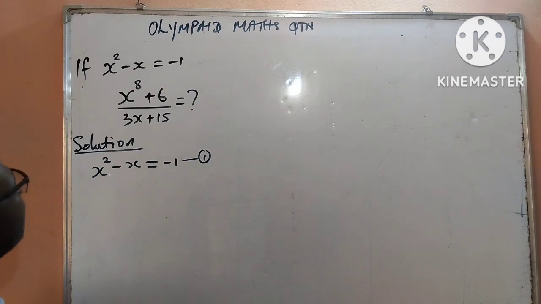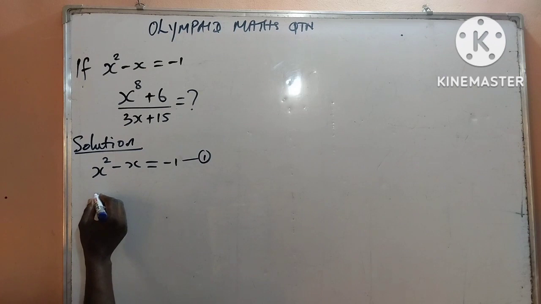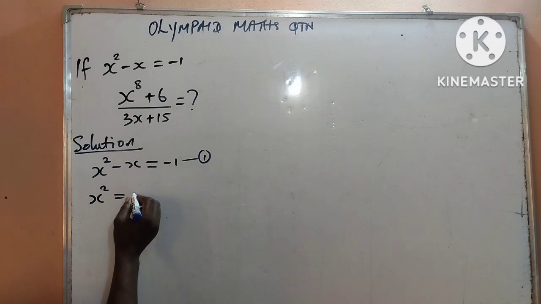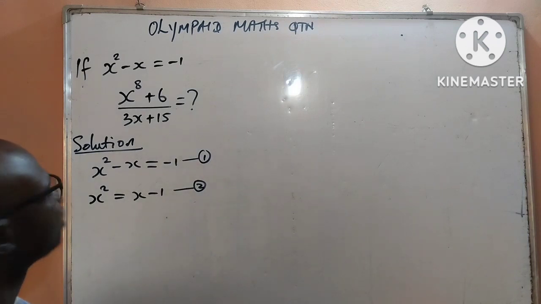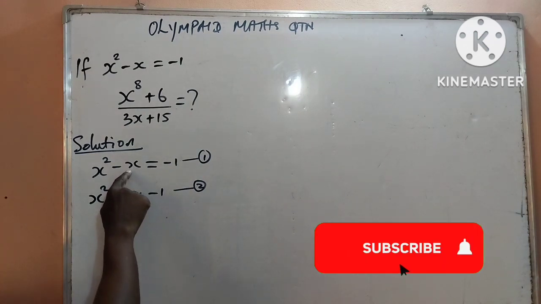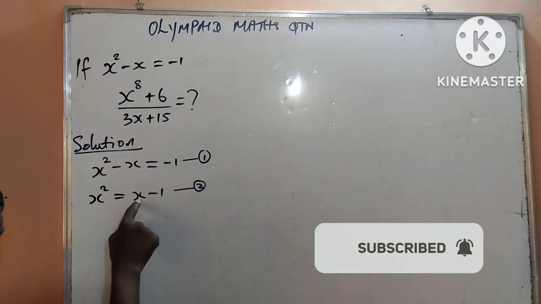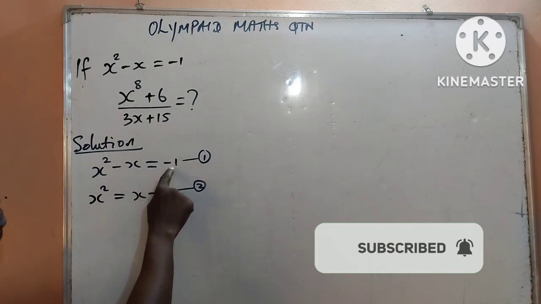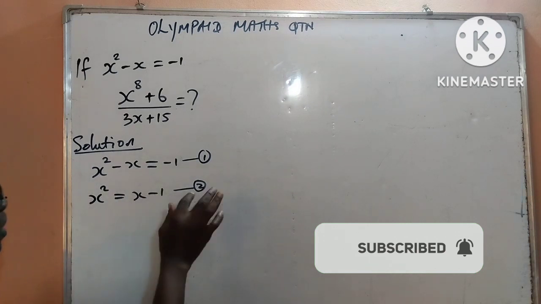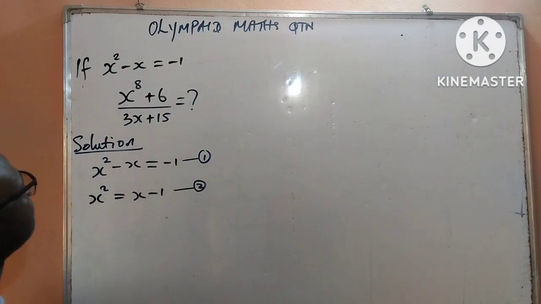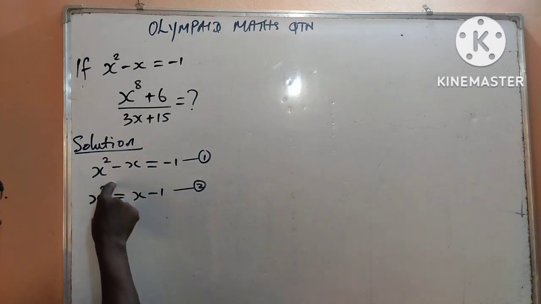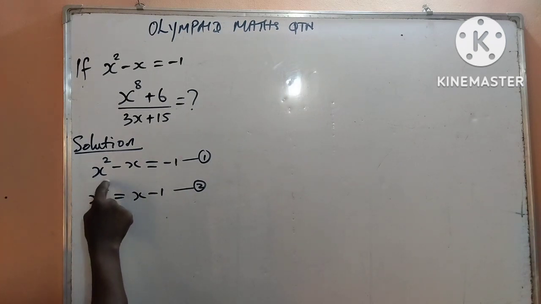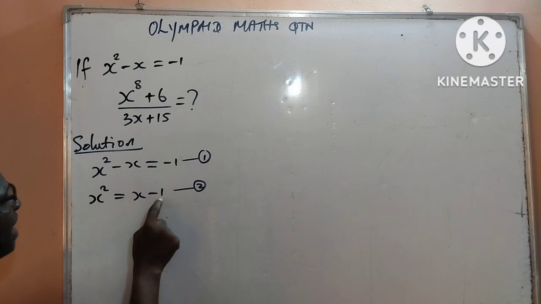Alright, next we can write from this that x to the power 2 is equal to x minus 1. This will be equation 2. What I have done is, I moved this minus x to the right hand side to become plus x, so my minus 1 is still maintained. So two things we have now: x to the power 2 minus x is given to be negative 1, and anywhere we see x to the power 2, we should write x minus 1.